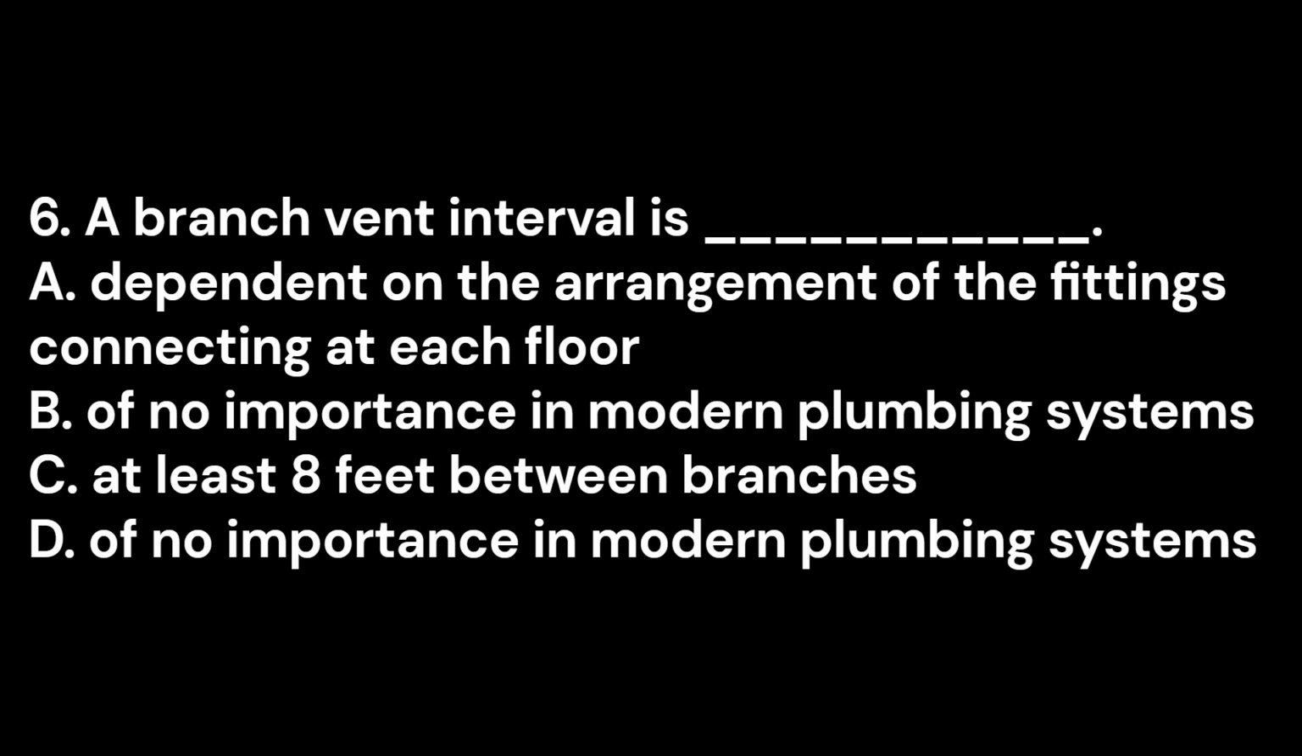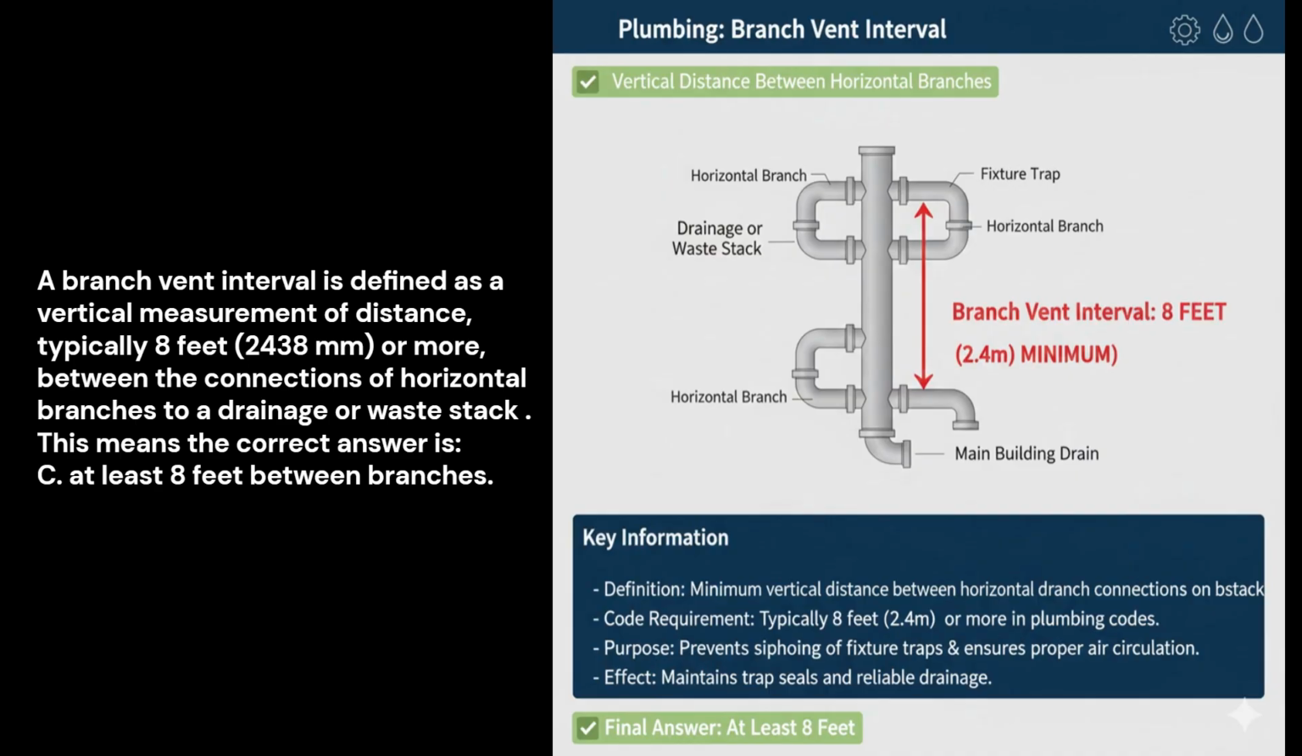A branch vent interval is defined as a vertical measurement of distance, typically 8 feet (2,438 millimeters) or more, between the connections of horizontal branches to a drainage or waste stack. This means the correct answer is C. At least 8 feet between branches.